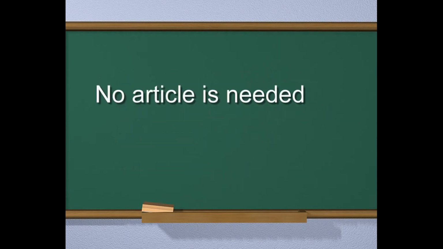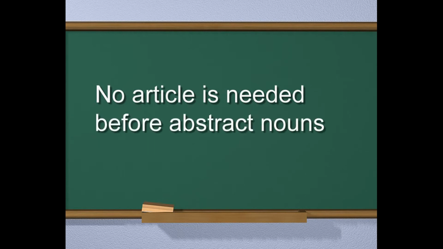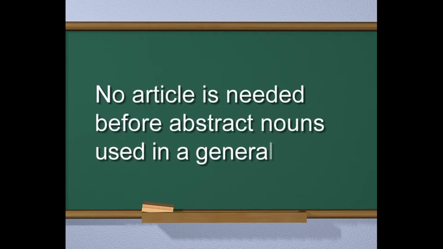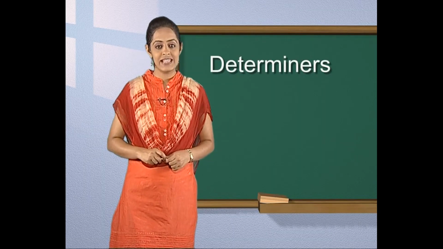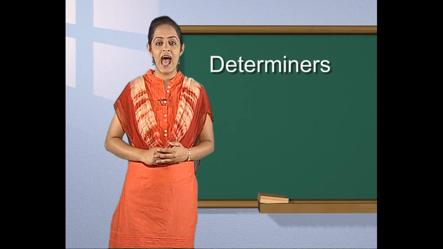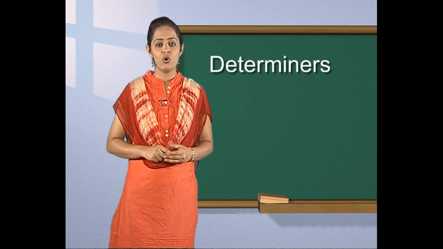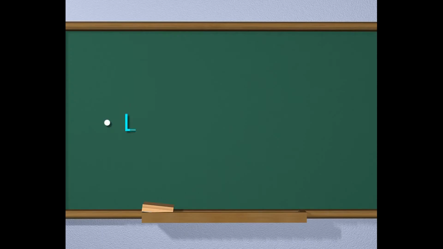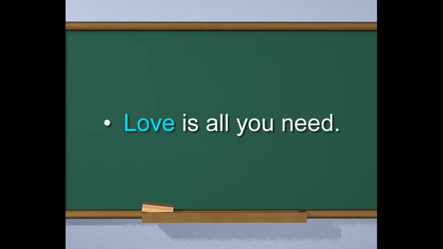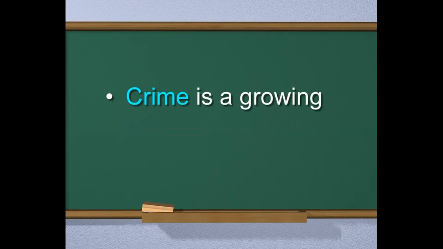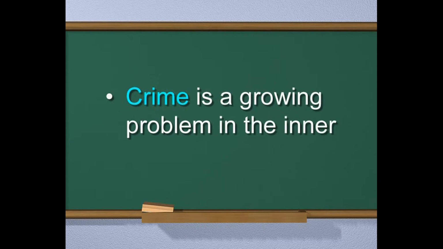No article is needed before abstract nouns used in a general sense. Love is all you need. Crime is a growing problem in the inner cities.